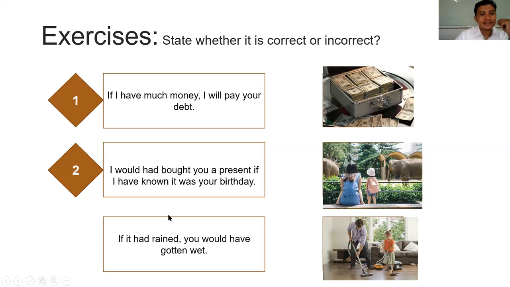Now number 3. Who will answer number 3? Is it a good sentence or do you need to change it? Correct or incorrect? Already correct, sir. If it had rained, you would have gotten wet. Okay, that is correct. So rain can be a verb. If it had rained, you would have gotten wet. Okay, very good. I'm happy because everybody understands, and I hope everybody understands.